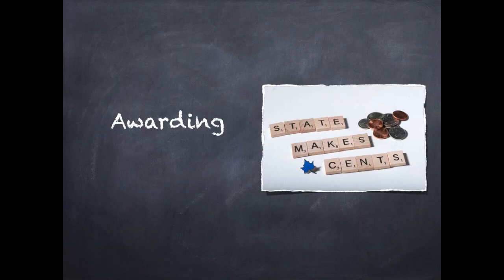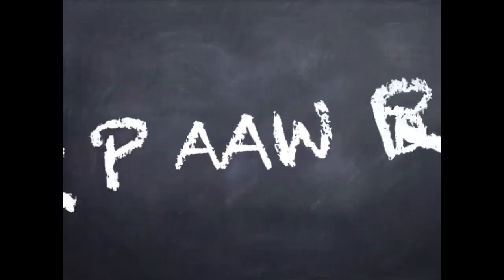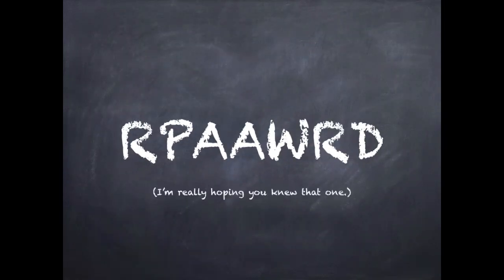We're done with grouping. Now on to the fun part, awarding. Who here can guess which Banner form is used to assign funds? Yeah, it should be pretty obvious. This one is easy.